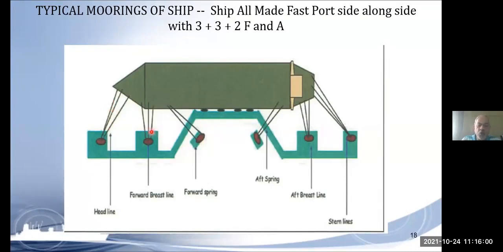Then these breast ropes 1, 2, 3 will keep the ship tightly alongside. This is what we call alongside, meaning the ship will be kept tightly against the jetty. These 3 and these 3 breast ropes will not allow the ship to go away from the jetty. And this one will not allow the ship to go ahead. This one also will not allow the ship to go behind.